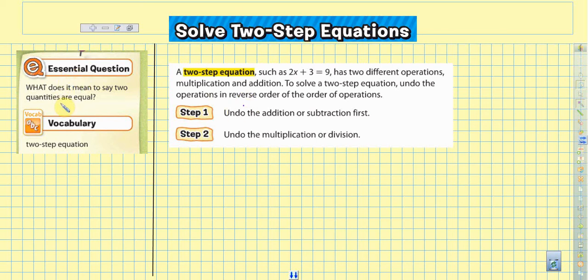Essential question: what does it mean to say two quantities are equal? We're still dealing with equations, so we have two sides of the equation, and they're both equal. And our vocabulary is a two-step equation. Well, this is what a two-step equation looks like.